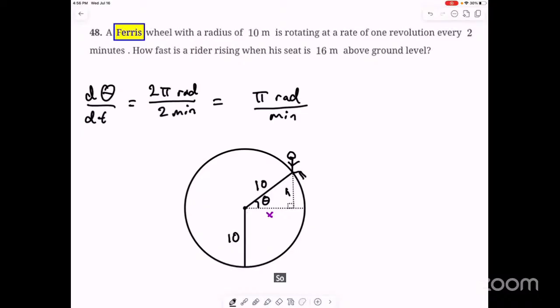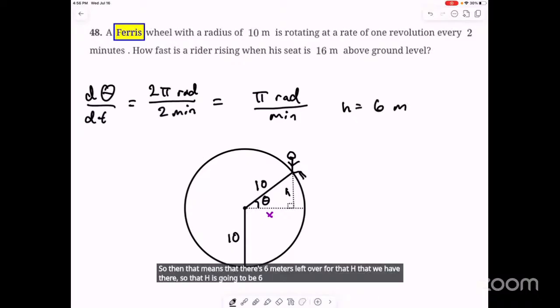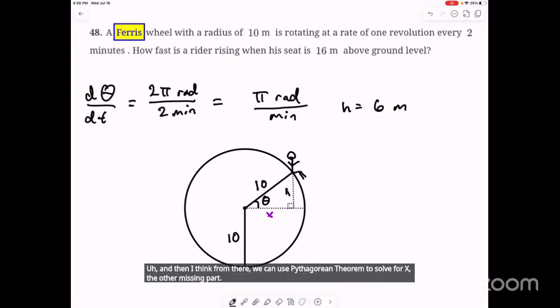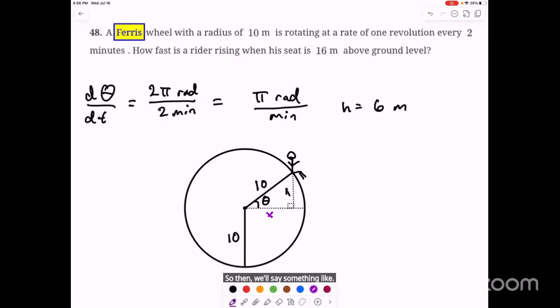So then his total height is going to be 16. He's already used 10 of the 16. So then that means that there's 6 meters left over for that h that we have there. So that h is going to be 6 meters, okay? And then I think from there, we can use Pythagorean theorem to solve for x, that other missing part. So then we'll say something like, x squared plus h squared equals r squared in this case, in this context.